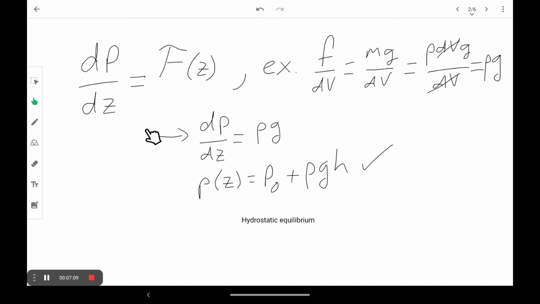But I want to point out that this right here is any type of force. This could be a piston pushing, it could be an electrostatic force, any type of force divided by the volume. This is the particular case that we're familiar with, which checks out.